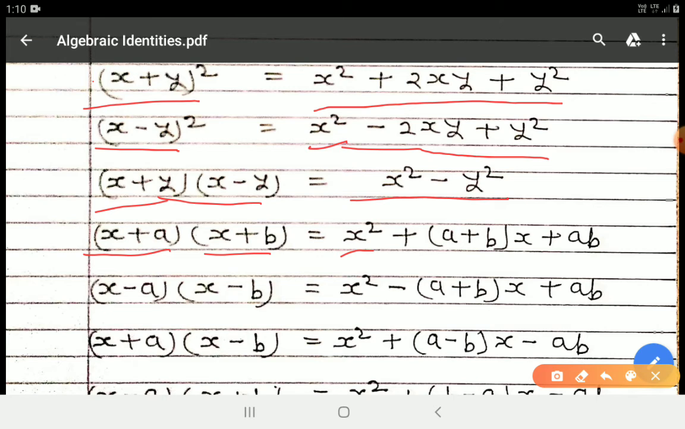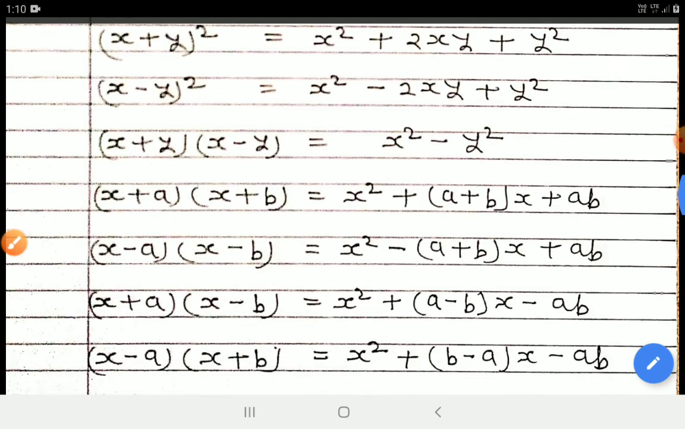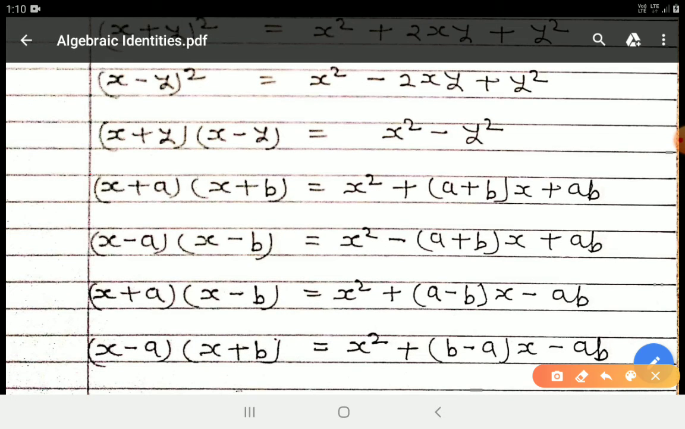See these three identities, it is a group of one type of identity, and these four identities are the second type of identity. These four are all similar. The first term is x in all and the second one is a. What is the difference? Only the sign is different.